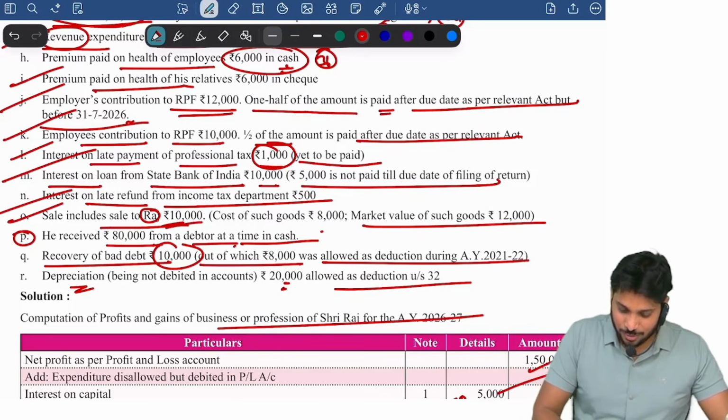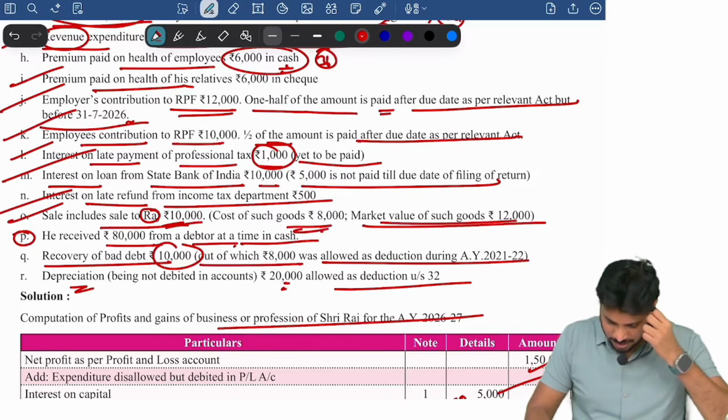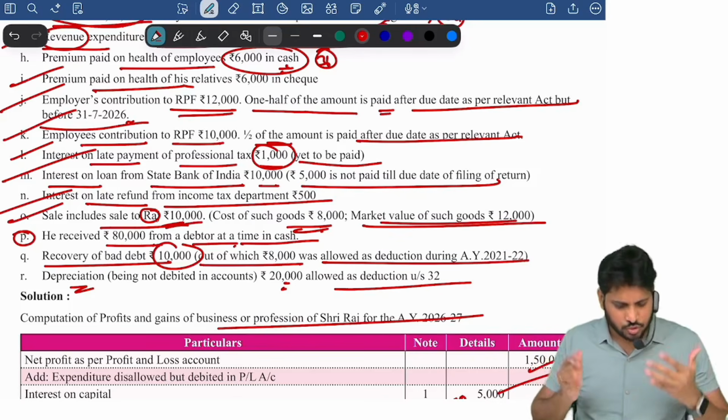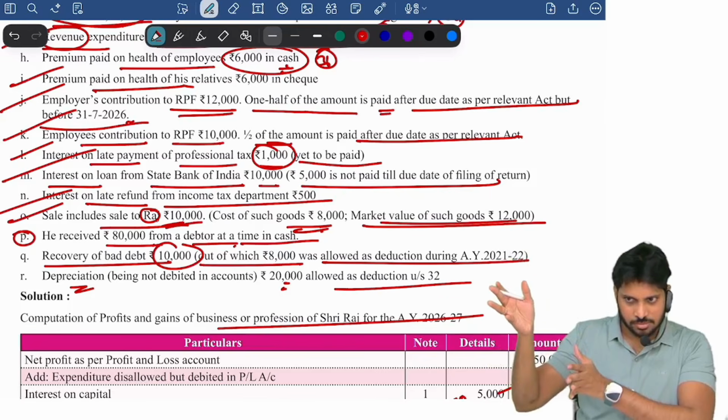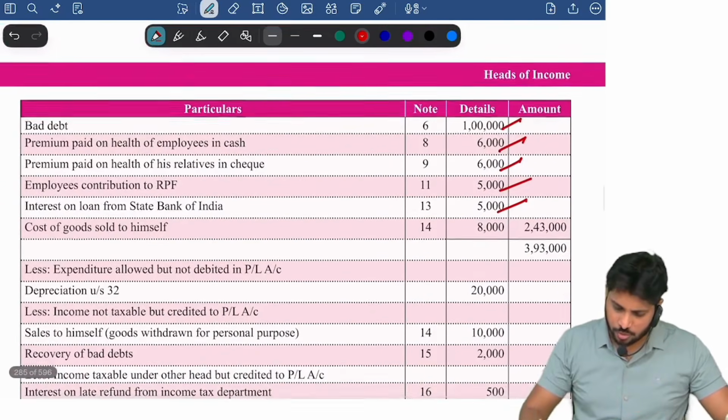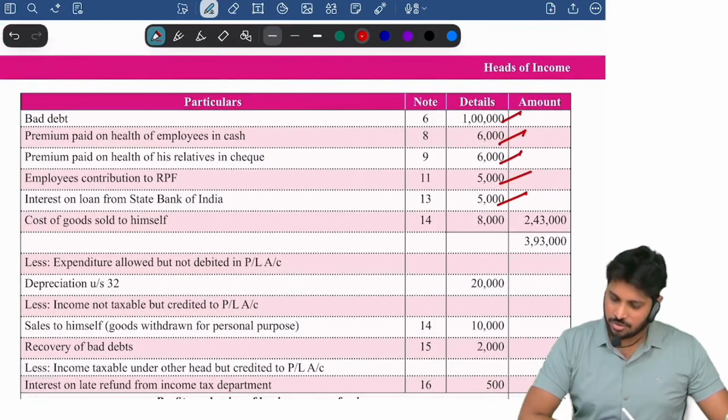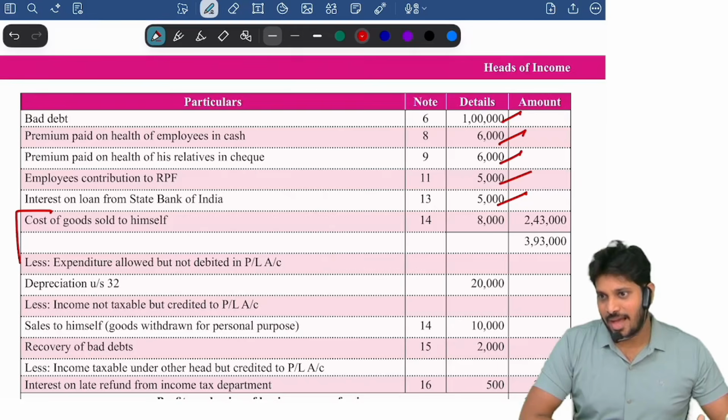10,000. Cost of goods sold is 8,000. Market value 12,000. Okay, fine. You sold 10,000. You credited to P&L. Your sale to yourself, you credited to P&L. That I will reduce. Yes or no? That's it. 12,000 I should reduce, no? Why 8,000 they debited? That's wrong, no? Or you need to consider this as other information.